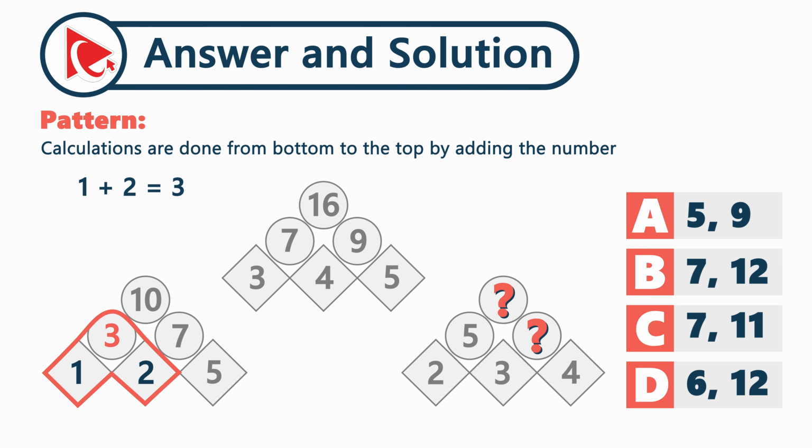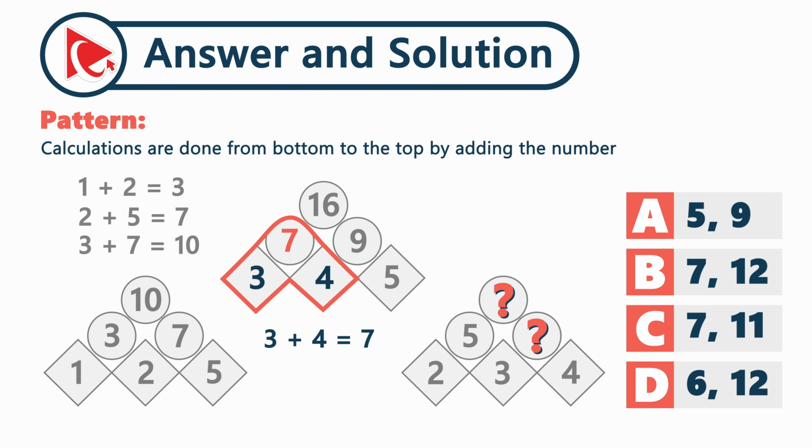1 plus 2 equals 3. 2 plus 5 equals 7. And then to calculate the number on the top, we need to add 3 and 7, and the result is 10. Let's verify this pattern with the second shape. 3 plus 4 equals 7. 4 plus 5 equals 9. And 7 plus 9 equals 16.